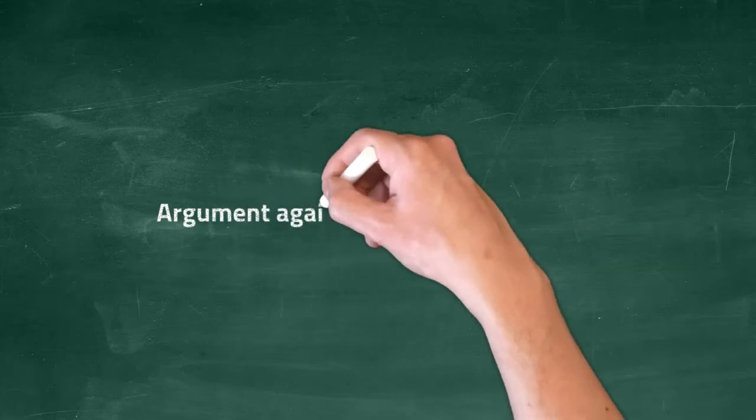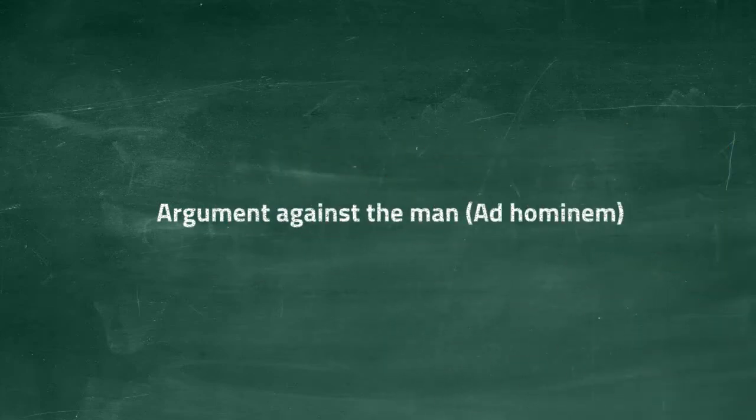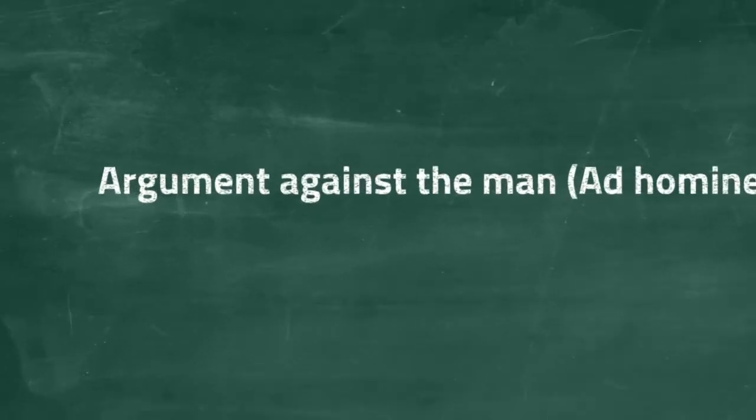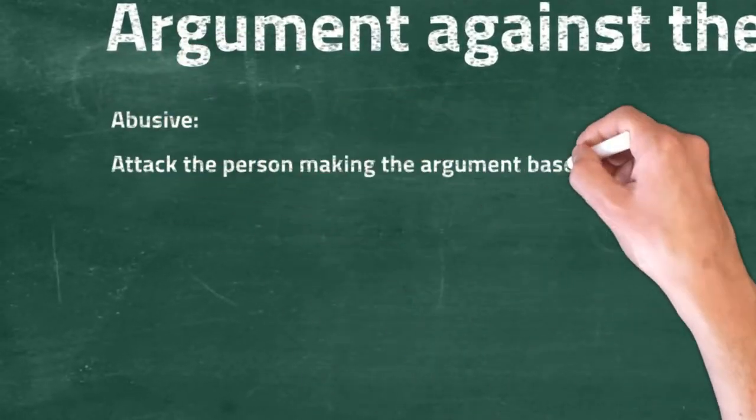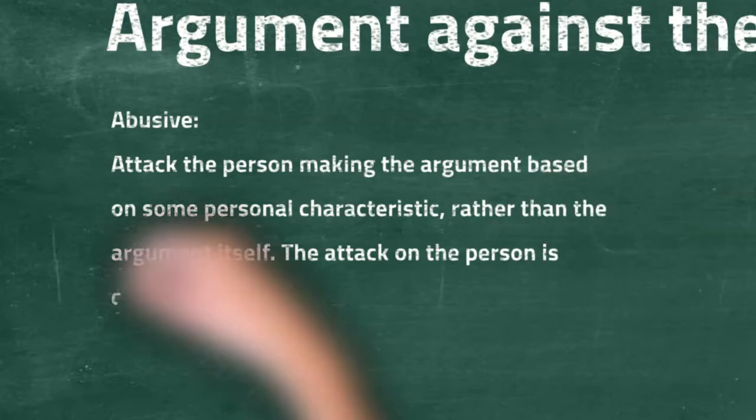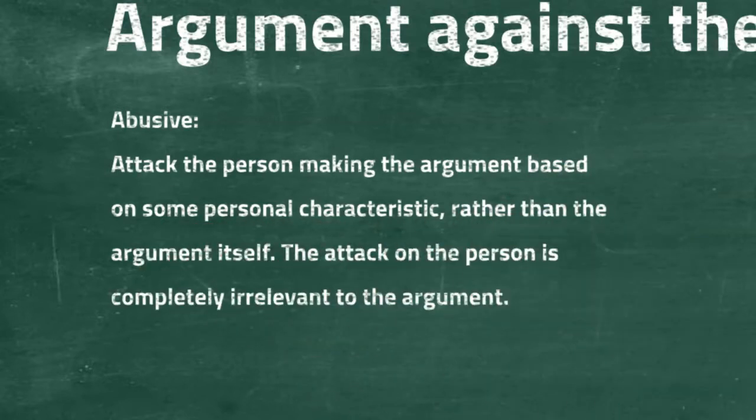Argument against the man, or ad hominem fallacy. 2 forms of ad hominem are abusive and circumstantial. In abusive ad hominem, we attack the person making the argument based on some personal characteristic, rather than the argument itself. The attack on the person is completely irrelevant to the argument made by the person.